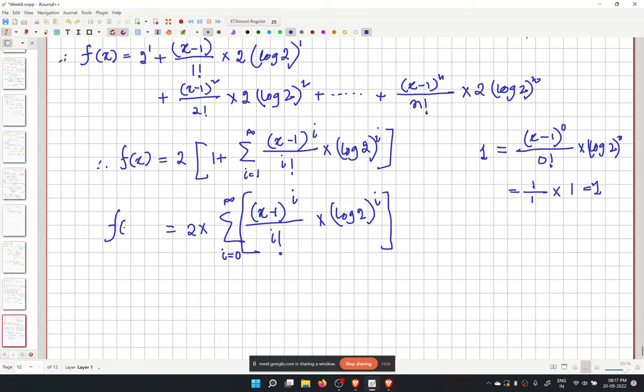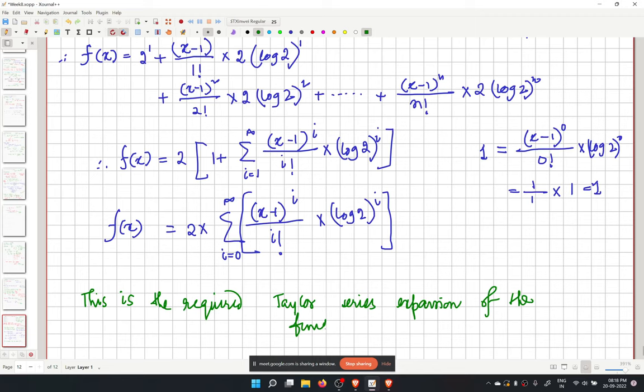So this is the Taylor series expansion of the function f(x). So this is the required Taylor series expansion of the function f(x) equal to 2 to the power x at x equal to 1. So this is our answer.